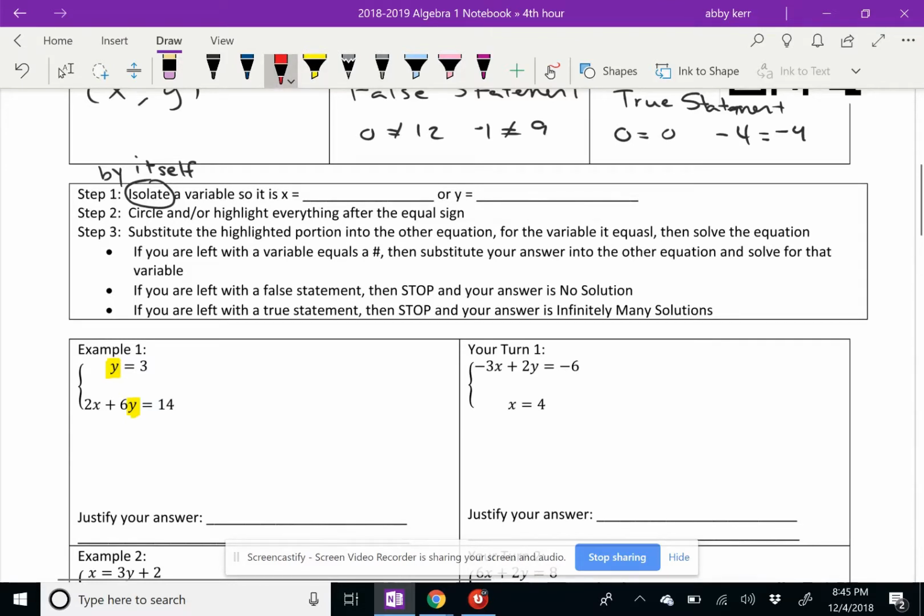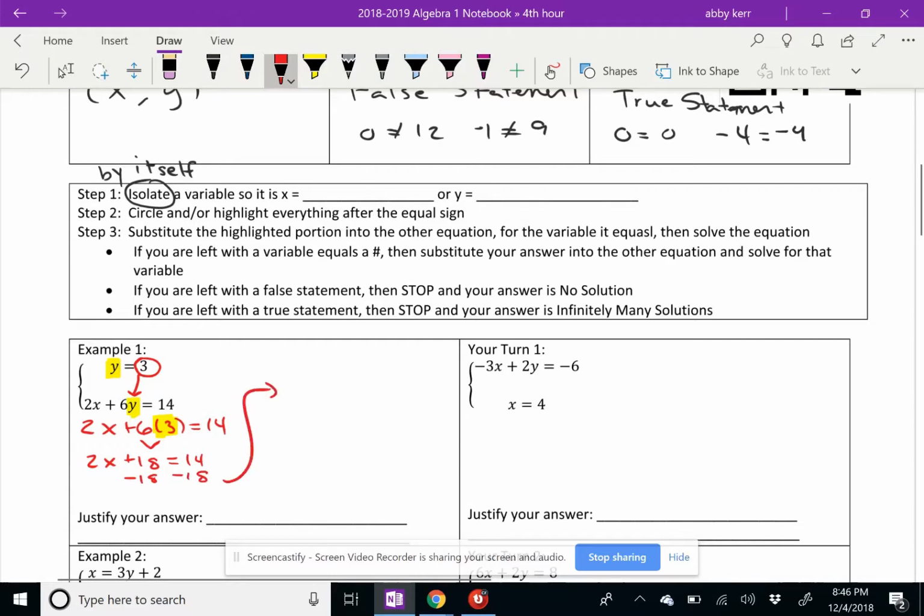Now, it says in step 2 to circle or highlight everything after the equal sign. So I'm going to circle that 3, and then I'm going to draw an arrow down to that y. That is what you're going to substitute in. Now, I'm not going to do anything with the first equation. I'm just going to rewrite the second equation. But instead of that highlighted y, it's going to become a 3. And then you just substitute it. 6 times 3 is 18. And drop down everything else, and now it's just a 2-step.